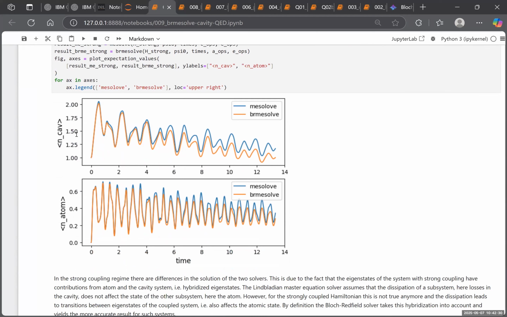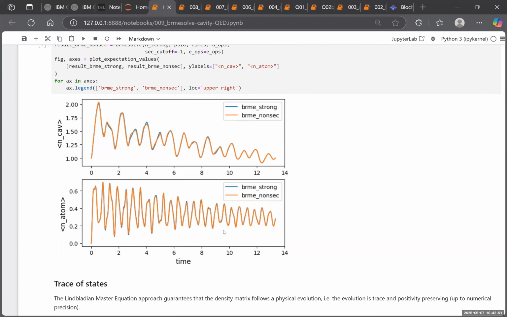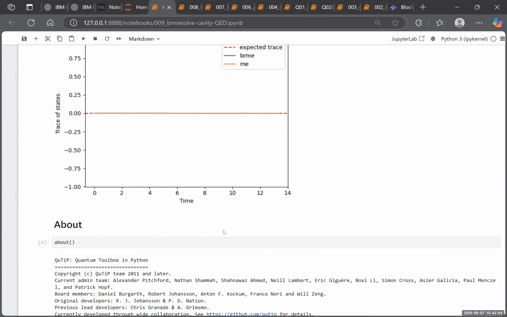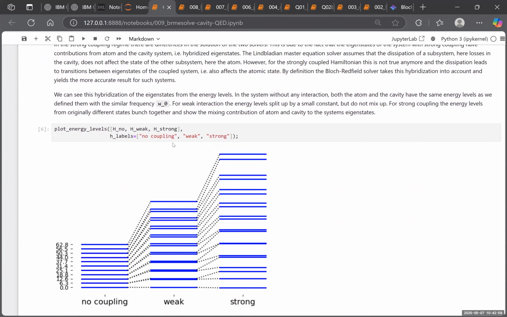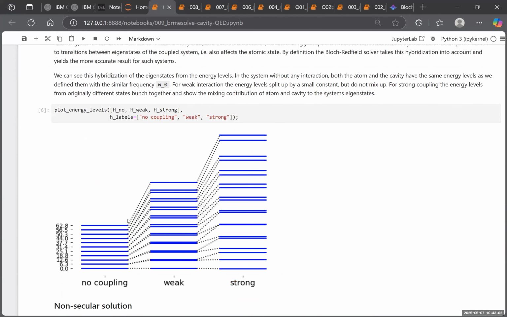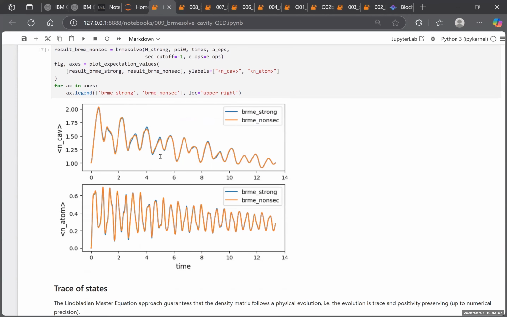So this is the number of atoms in the cavity. You see a dramatic difference at time about 10, right? And also the number of the atom, the response, right? It's visible. So yeah, I am not going to go through this. But it's interesting that they show different regimes, no coupling, weak, strong, and you could test, right?